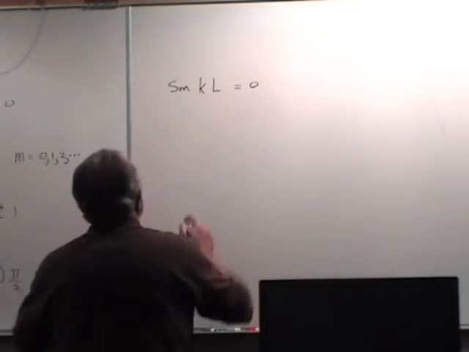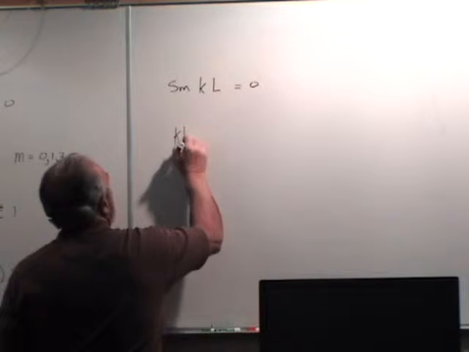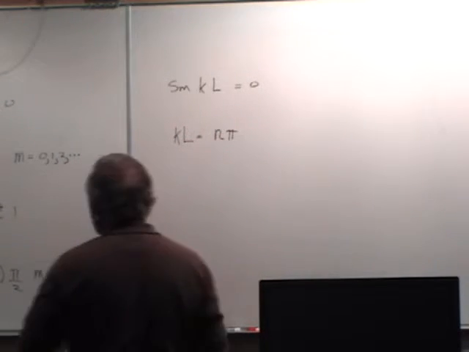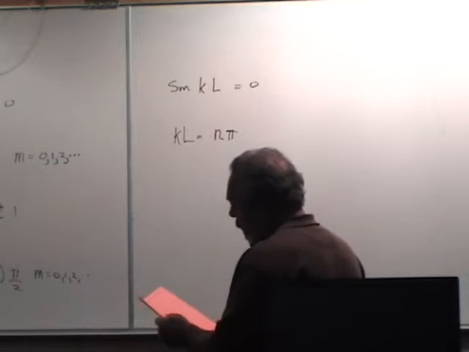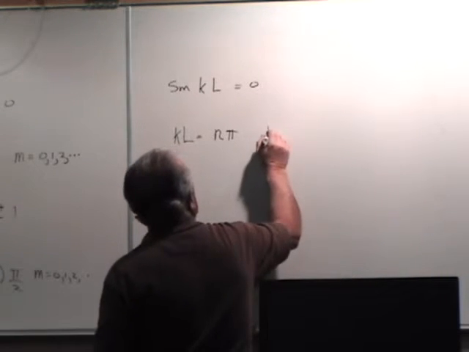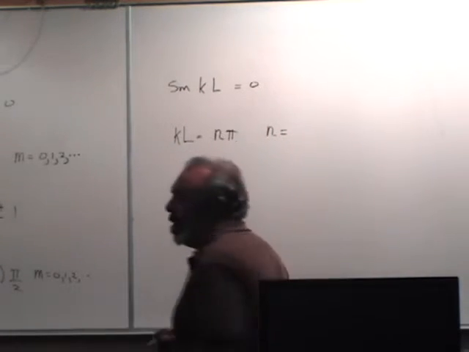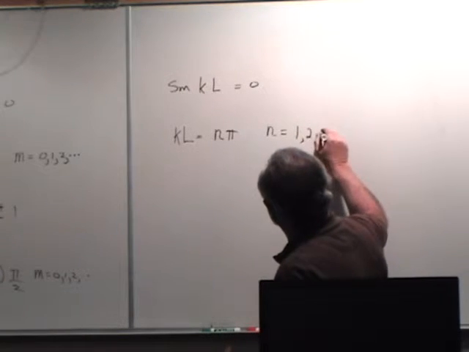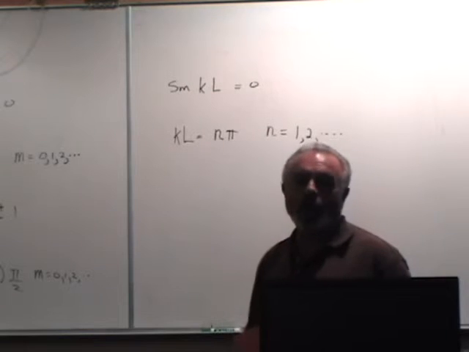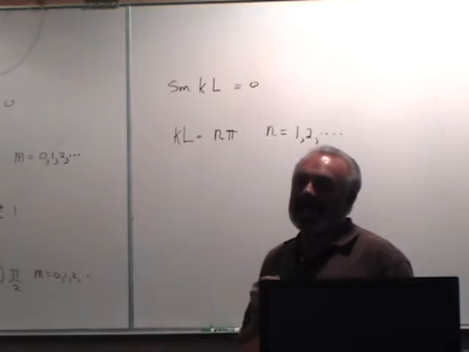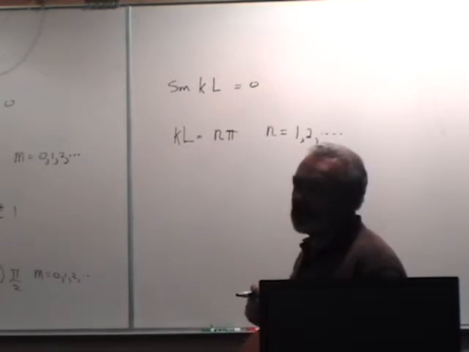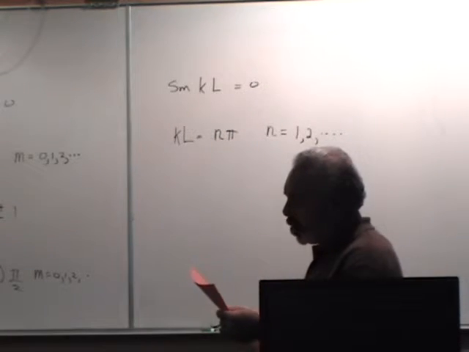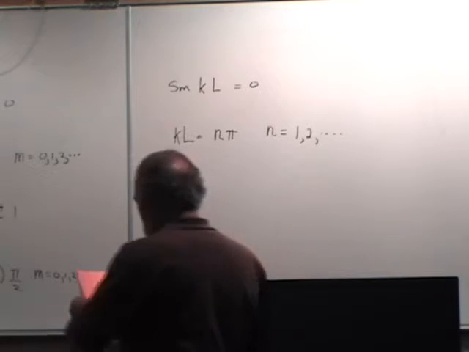That means that KL must equal now n pi, because it's a different number. And n can be simply 1. Can it be 0? No, it cannot be 0, or you have no wave. You are now not at x equals 0, so you can't have a 0 when you're talking about this position. So n must start at 1 and continue.